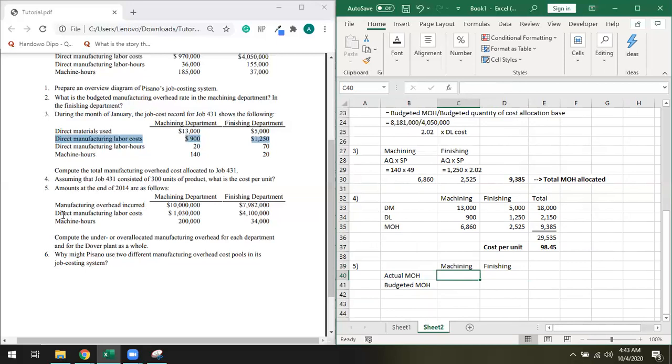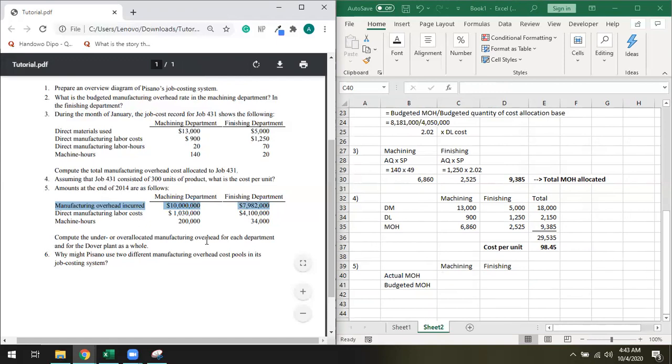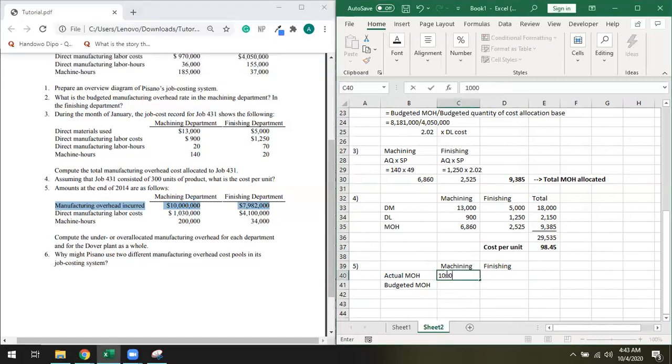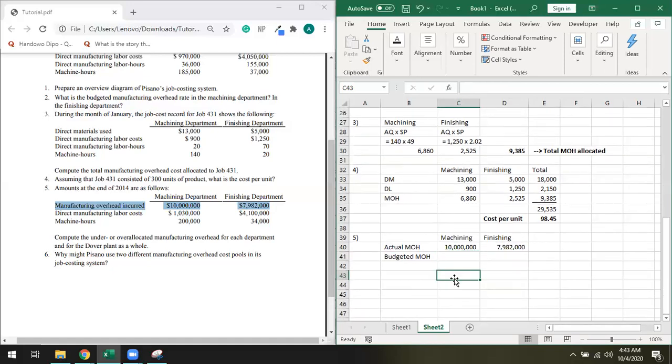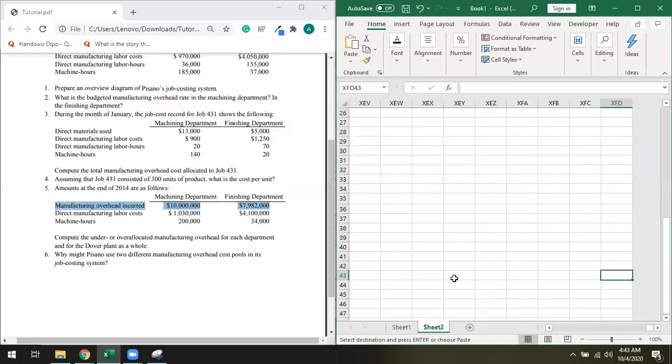For machining department, it's quite straightforward. The manufacturing overhead incurred for machining department is $10 million. And for finishing department is $7,982,000. For budgeted manufacturing overhead, we have to calculate it using the equation actual quantity times standard price. The same goes for the finishing department.